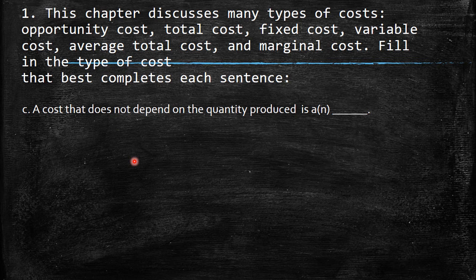The other question says, a cost that does not depend on the quantity produced is an. Remember the fixed cost. They are all the costs that don't change at all, even when your production is so large. As an example, we have the rent. Even if you just produce one pizza, or one car, or one cookie, you need to pay the rent every single month. So this is what we call the fixed cost.